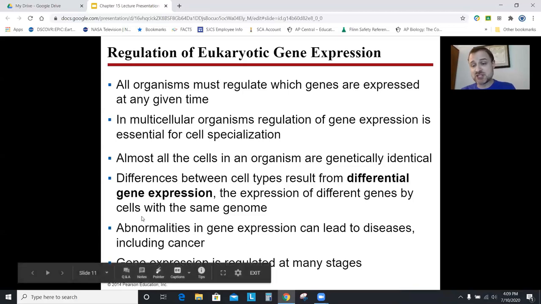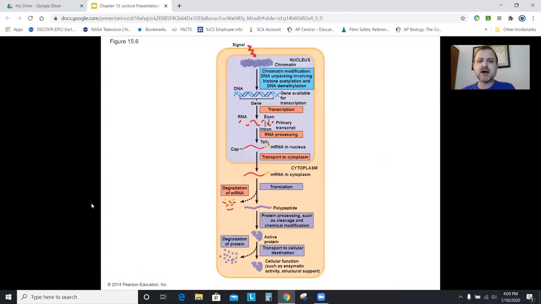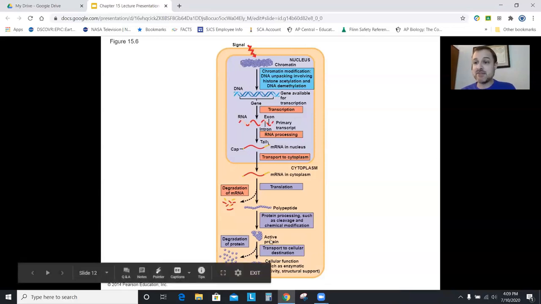Abnormalities in gene expression can lead to cancer, which we'll get to in the next chapter. Now, the end of this chapter, this little flow chart up here, goes through all the different ways that you control gene expression in eukaryotic cells, from actually at the DNA to at the end at the protein level. So we're going to go through this diagram. Right now it might look intimidating. It will look less intimidating in just a minute.